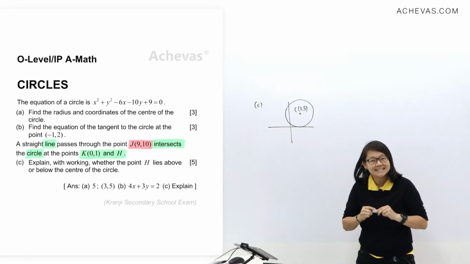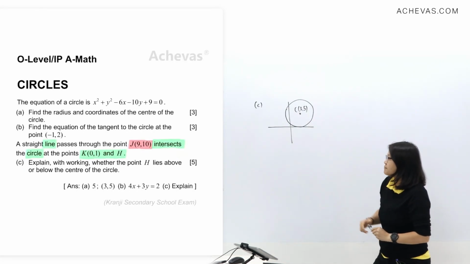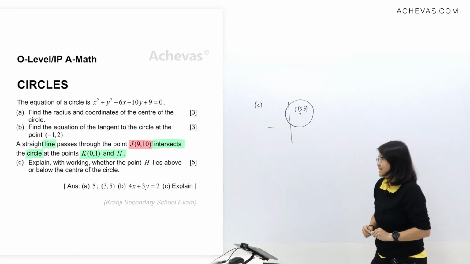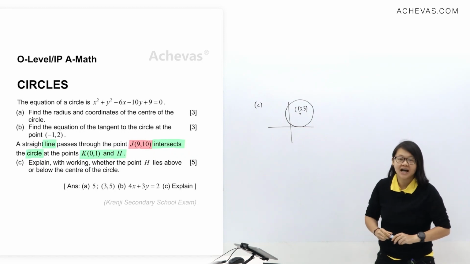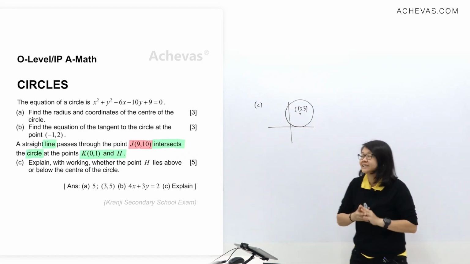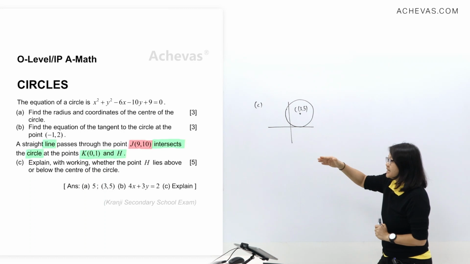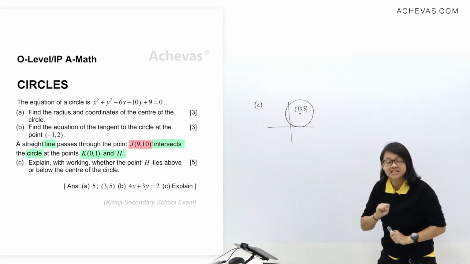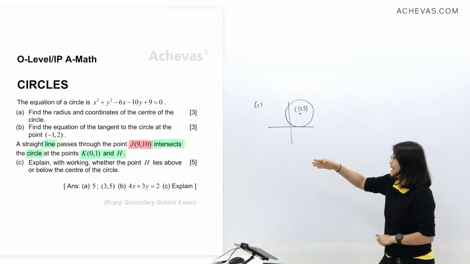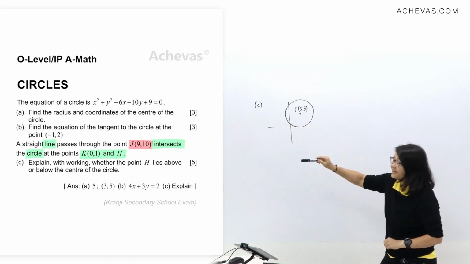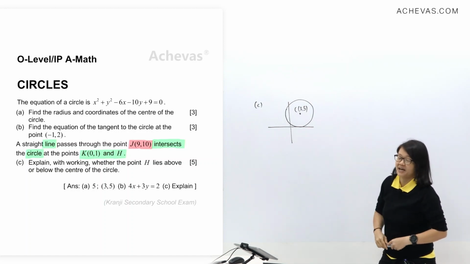Now let's take a look at part C of this question here. A straight line passes through the point J, 9, 10, and intersects the circle at points K, 0, 1, and H. Now I want you to know very clearly that this line passes through J, K, H, and it intersects the circle at 2 points only, which is K and H. So which means J is not on the circle, so you're going to be a bit careful.